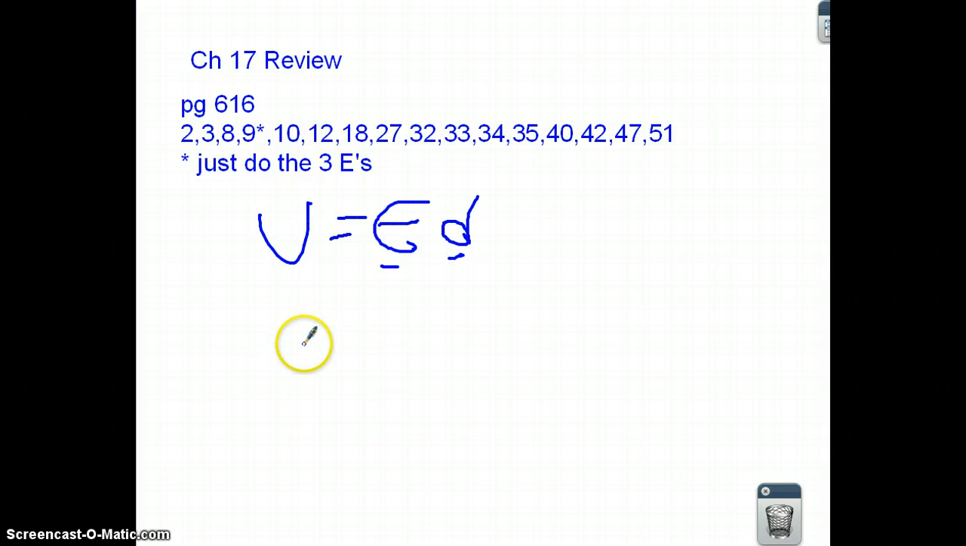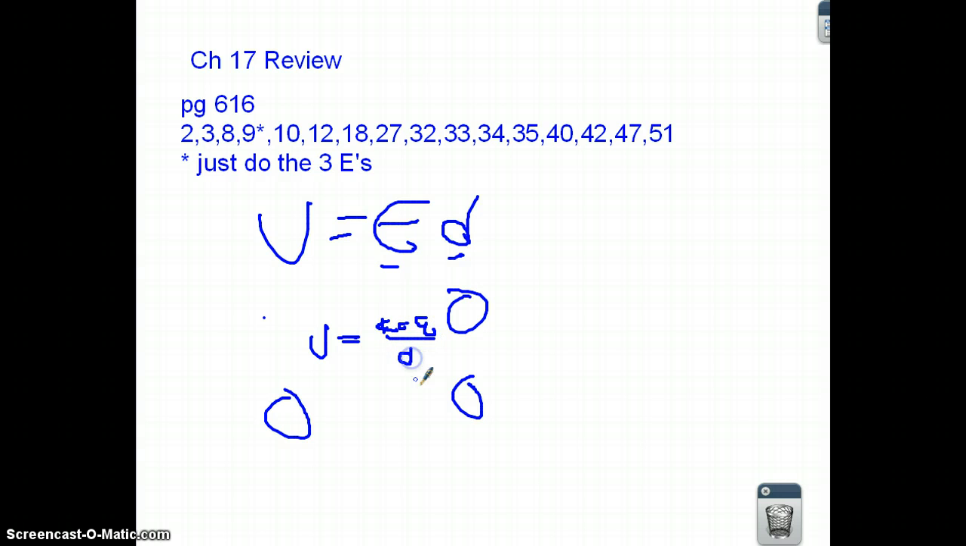Number 9, you have that rectangle, and with that rectangle, they want you to find the electrical potential at point P when you have charge, and charge. So you're going to use the equation V equals Coulomb's constant times charge over D. So you've got charge and D, charge and D, charge and D, and you're just going to find those three.